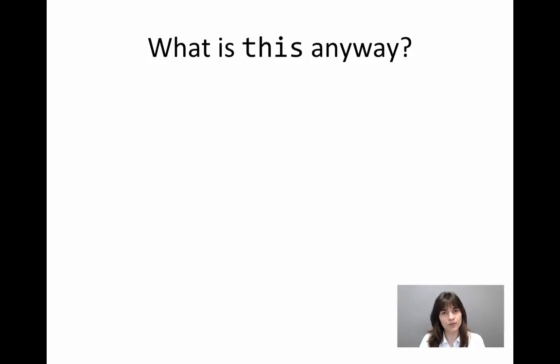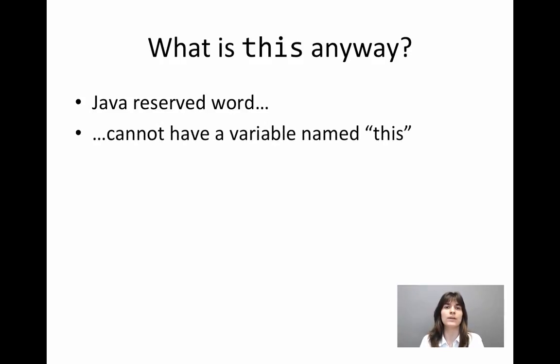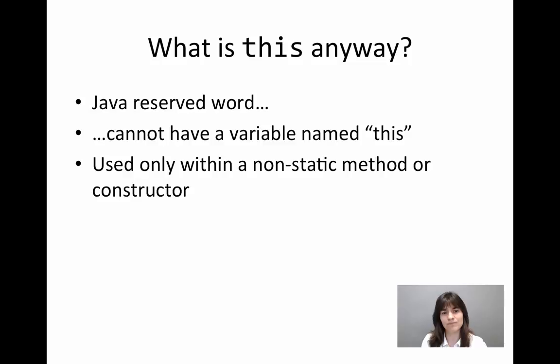Inside the constructor of a class, we many times use the keyword this. I'm sure you have noticed it so far. So what is this anyway? This is a Java reserved word, which means that we cannot give that particular name to a variable that we declare. We cannot say, for example, String this; This is not allowed in Java.